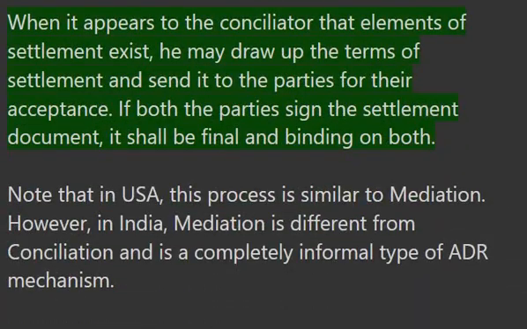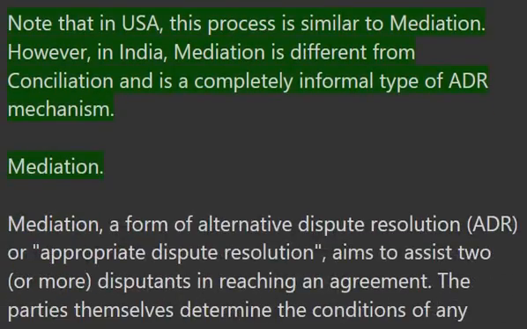When it appears to the conciliator that elements of settlement exist, he may draw up the terms of settlement and send it to the parties for their acceptance. If both the parties sign the settlement document, it shall be final and binding on both. Note that in USA, this process is similar to mediation. However, in India, mediation is different from conciliation and is a completely informal type of ADR mechanism.